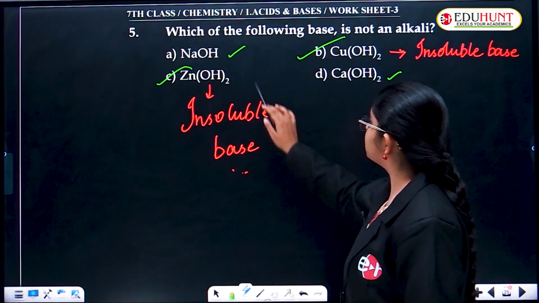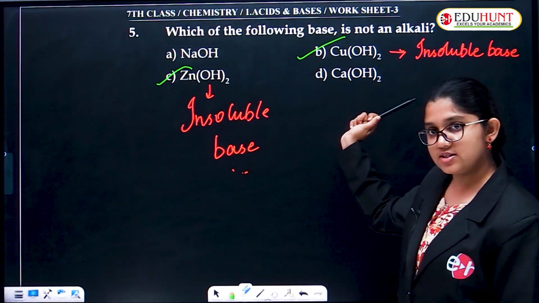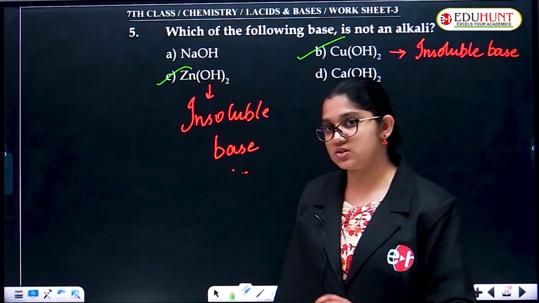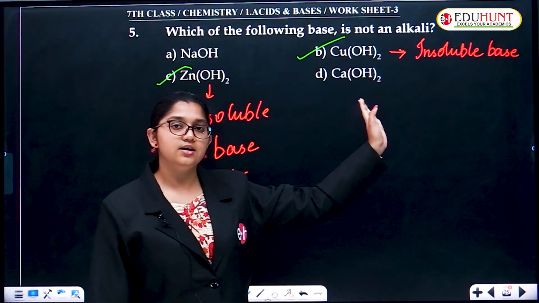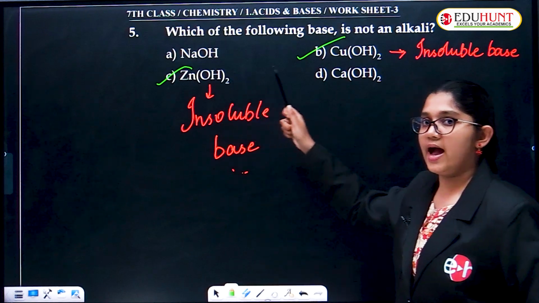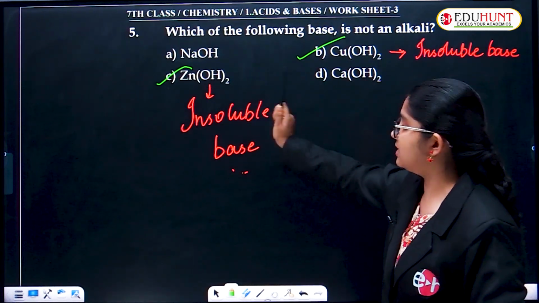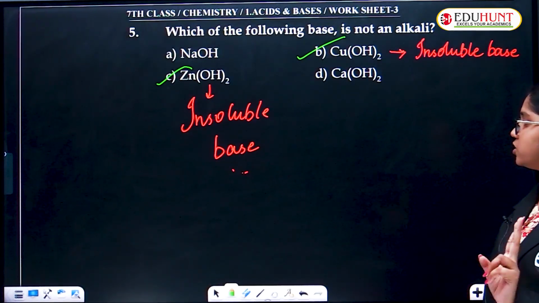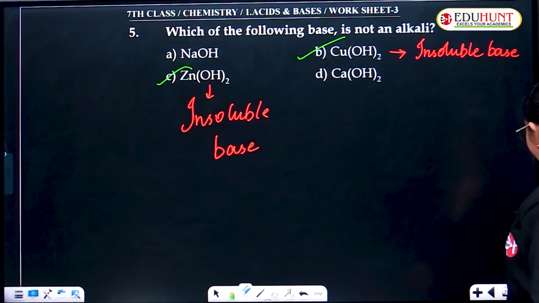B as well as C. So we have B, copper hydroxide, and C, zinc hydroxide. Both are considered insoluble bases, which are not considered alkalis. It is not an alkali, it is an insoluble base. So both A and D, sodium hydroxide and calcium hydroxide, are alkalis, but B and C are not alkalis, they are termed insoluble bases. Clear, children? We have 2 options. Look carefully and do it. Okay, moving to the 6th question.